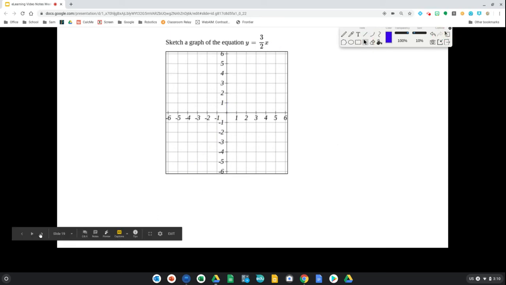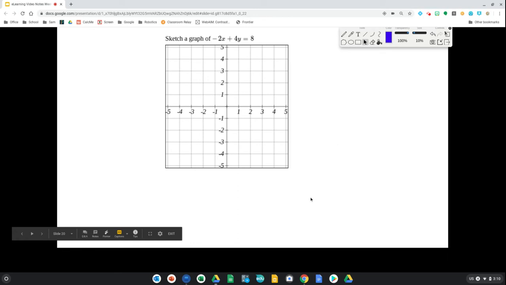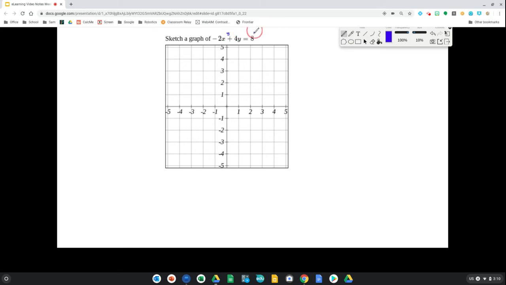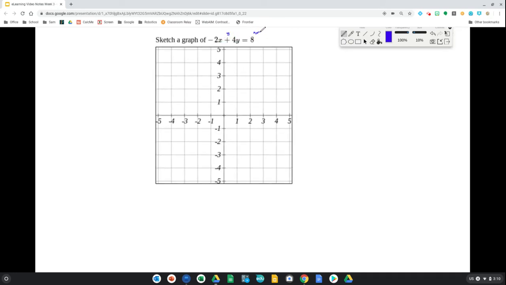Remember, if the form is not in slope-intercept form, the first thing we want to do is get it in slope-intercept form. So here's an example of an equation that is not in slope-intercept form. We want to rearrange that to slope-intercept form first. Remember, that means we're going to put all the y's on one side and all the things that are not y's on the other side. So go ahead and rearrange that and get that in slope-intercept form.